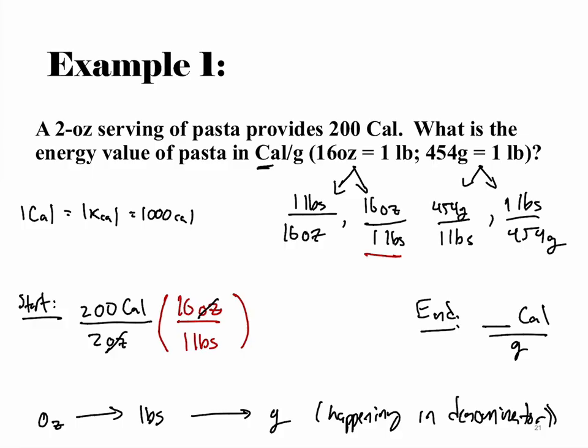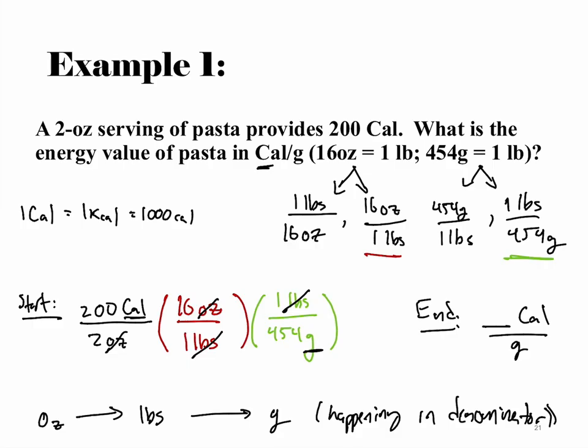And then we want to go from pounds to grams. Which conversion factor do we use, the left or the right? The right, because you want to leave with grams in the denominator. So that's going to be 1 pound per 454 grams. Now the pounds cancel out, and all we're left with is units of calories and grams, calories over grams, which is exactly what we want. So we plug that in, we get 200 times 16 divided by 2 times 454.